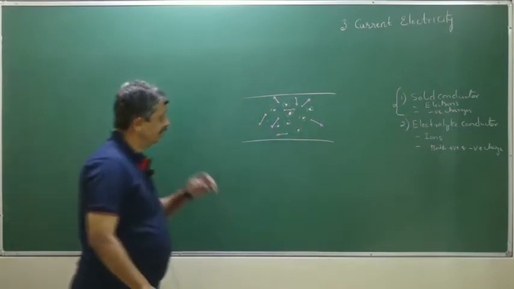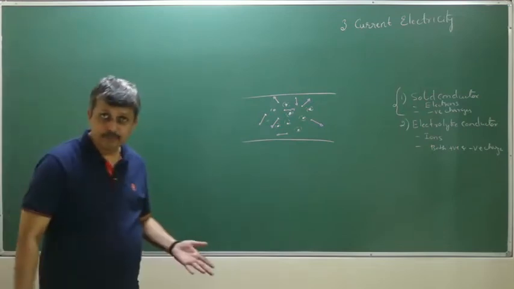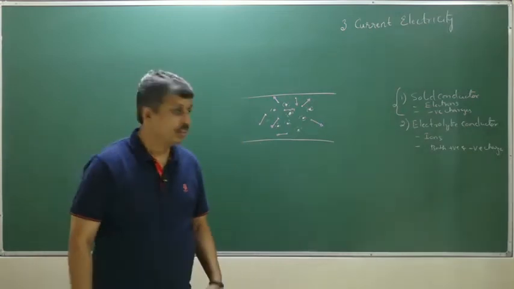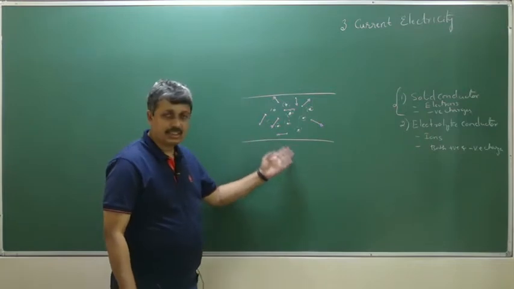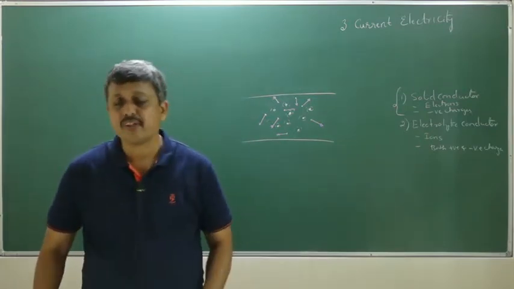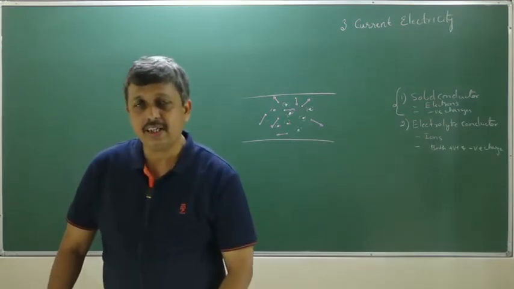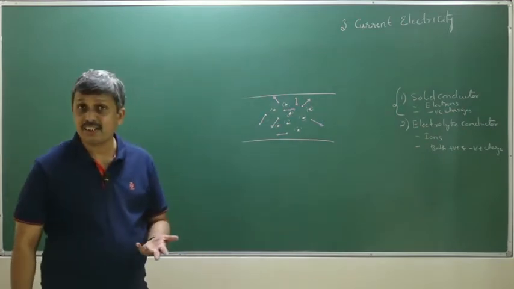And these electrons, when they are moving in random directions, also collide with the stationary nucleus and bonds, or they collide with other electrons and change their directions and velocity, all that. So this is happening all the time, even when you have not applied electricity.